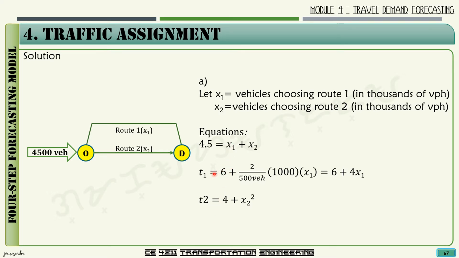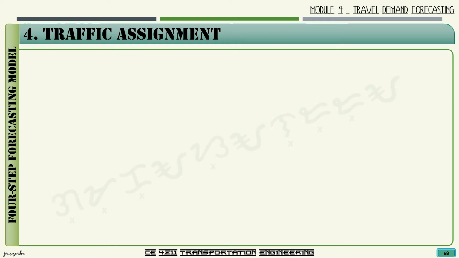So from here, 6 plus x1 is for T1. We have 4 plus x2 squared for T2. And we know that x1 plus x2 is equal to 4.5. So we could simply equate our values in terms of x1 and x2.